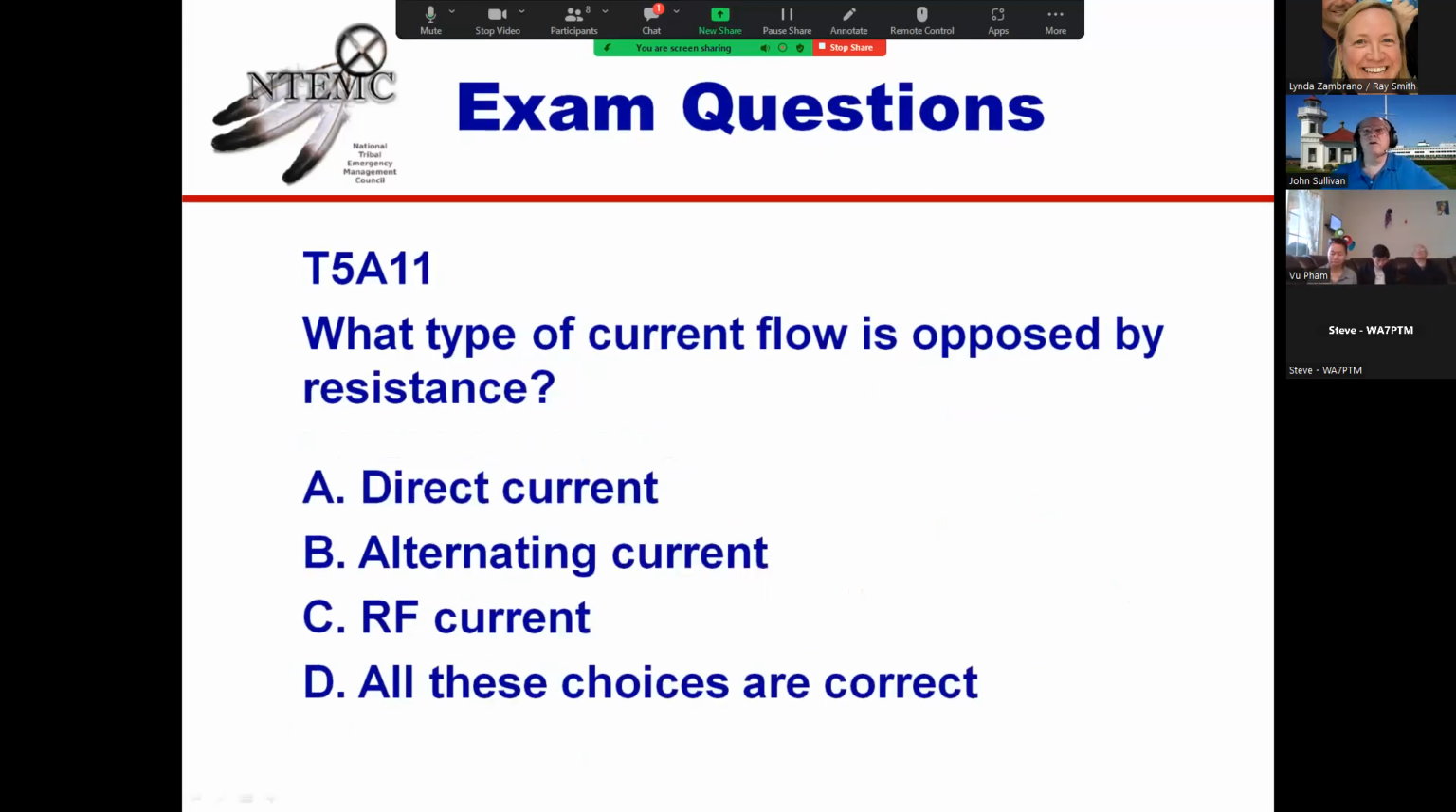What type of current flow is opposed by resistance? Direct current, alternating current, or RF current? Actually, all of these are correct, because remember we said that impedance is another term for a type of resistance in alternating current, and RF current was the same concept as alternating current. So yeah, they're all actually correct choices. It would be easy to get fooled with this question, but it's all of the above.